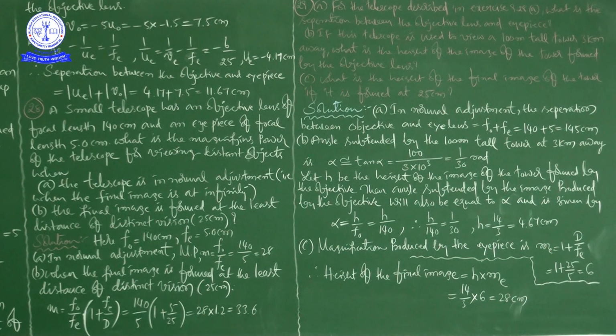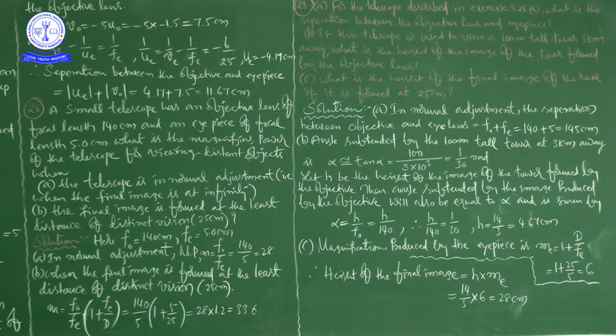What is the height of the final image of the tower if it is formed at 25 centimeters? Okay, so he is asking to find the height of the final image. In case of B, we found the height of the image formed by the objective lens, but here we want the height of the final image of the tower if it is formed at 25 centimeters.